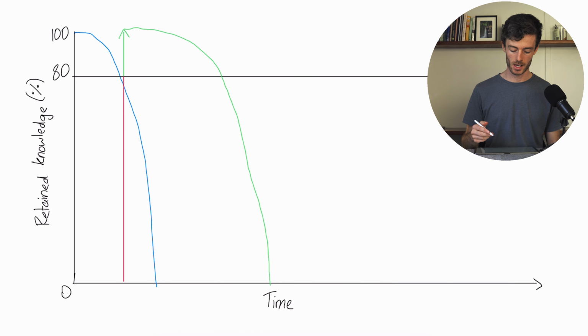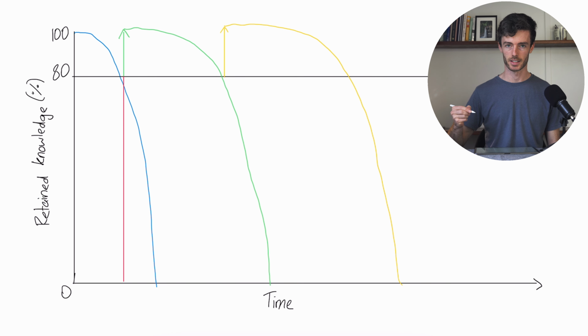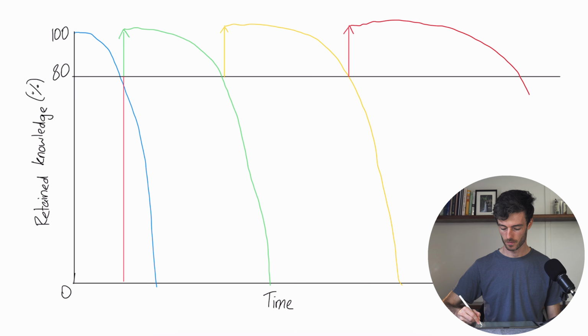So at that 80% mark where the green line is crossing through, that's when we're going to do our second bout of revision. So again, we work out the 20% that we have forgotten and we relearn it. So it's going to spike back up to 100%, and then the forgetting curve takes over again. And this is going to repeat. So 80%, 20% forgotten, relearn that, and then forget everything. And this is just going to go on indefinitely.